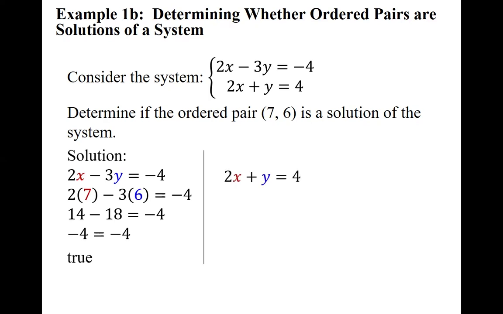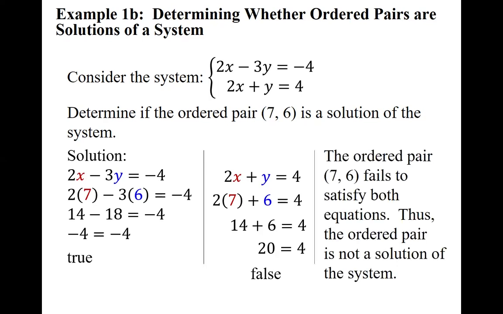We're going to take the second equation. We're going to plug in 7 for x and 6 for y. We get 14 plus 6 equals 4. Well, that is definitely false. Since the ordered pair (7, 6) fails to satisfy both equations, it is not a solution to the system.